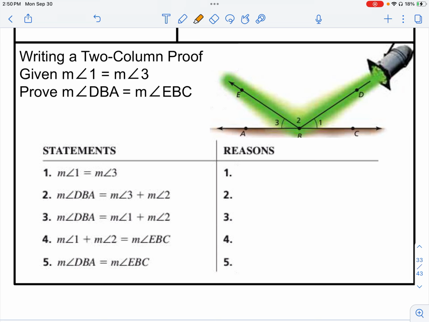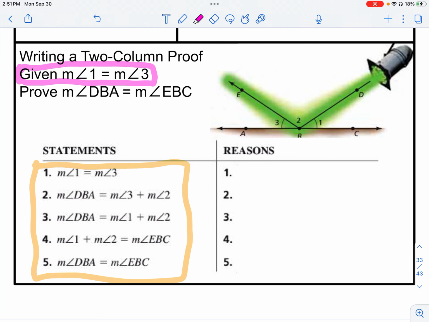So here the statements are already filled in for us, and we just have to figure out the reasons why we were able to use those statements. Well, first thing we have is our given statement, which is a fact about what we're trying to prove. And then we're trying to prove this, so this should be the last statement we have. So, measure of angle 1 equals the measure of angle 3. That's our given, so that's the reason we give. It was given to us. That's a fact that was presented at the beginning.